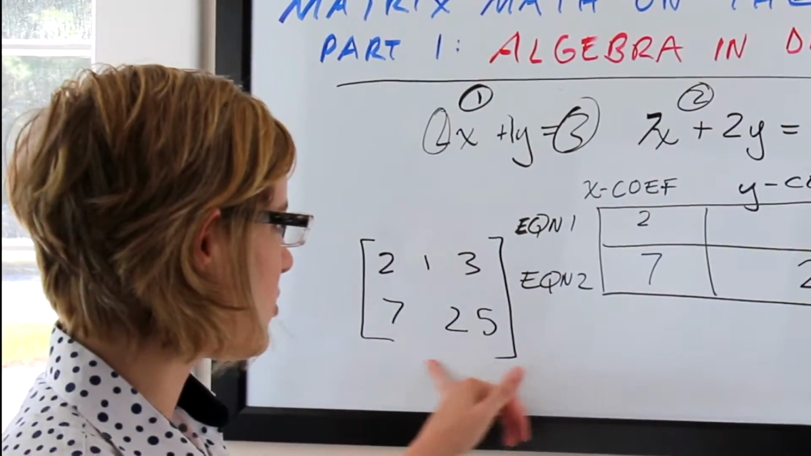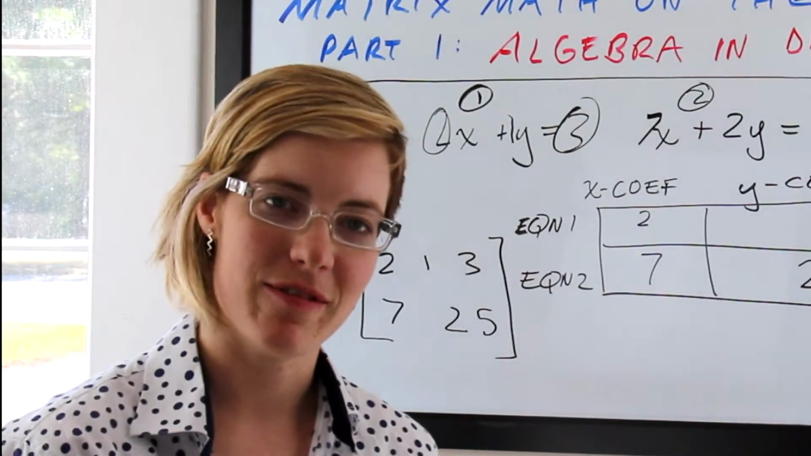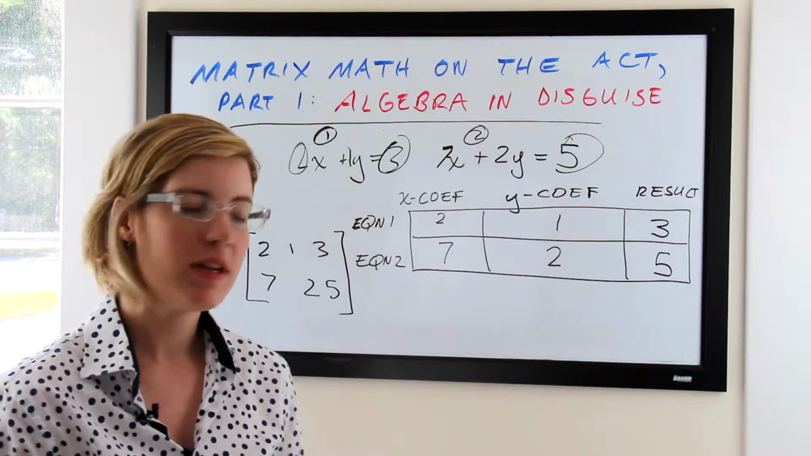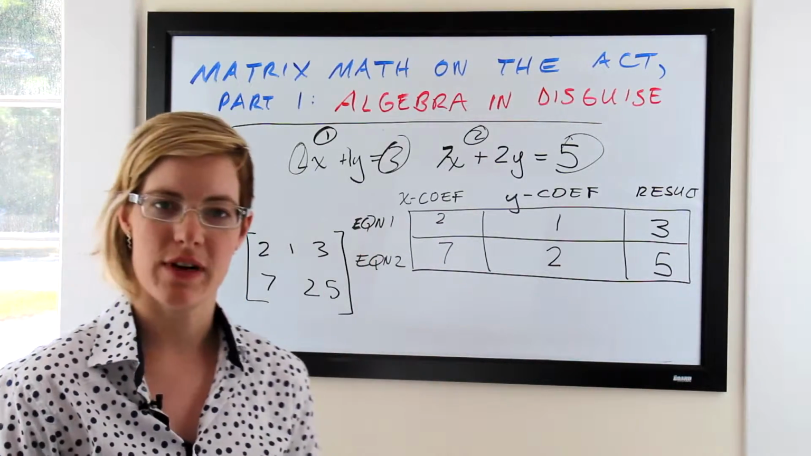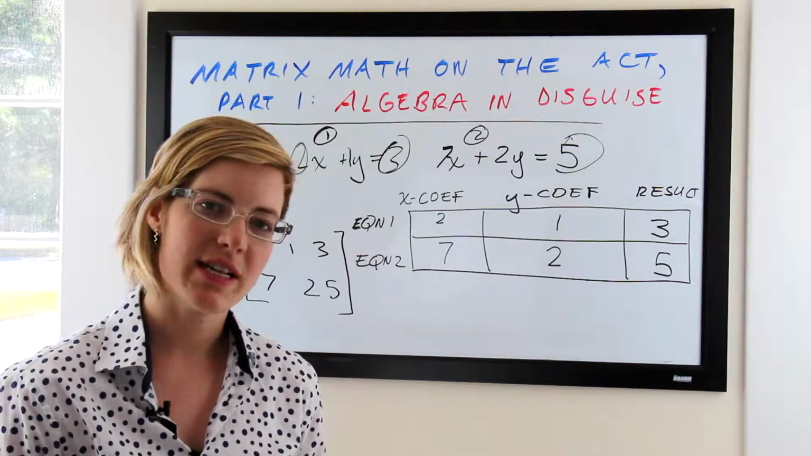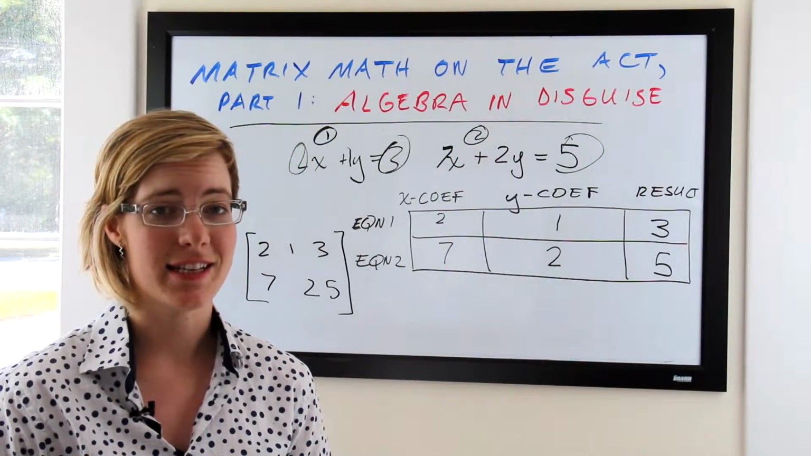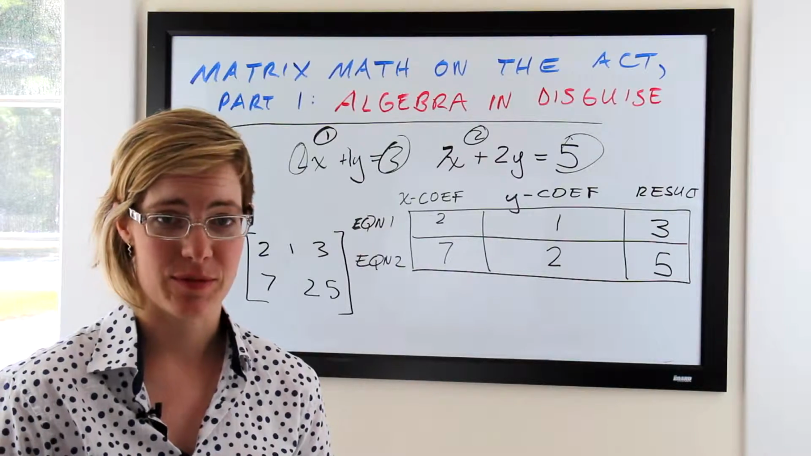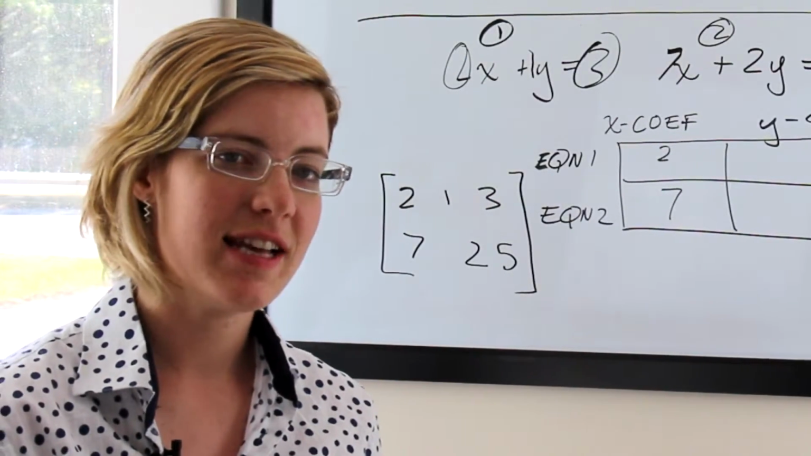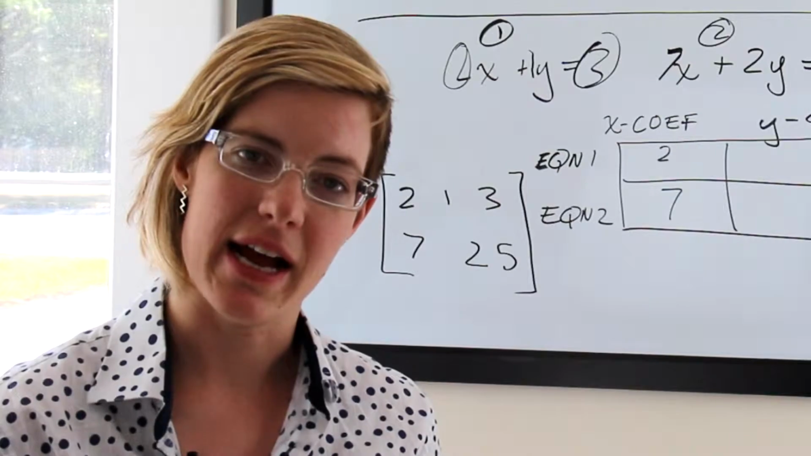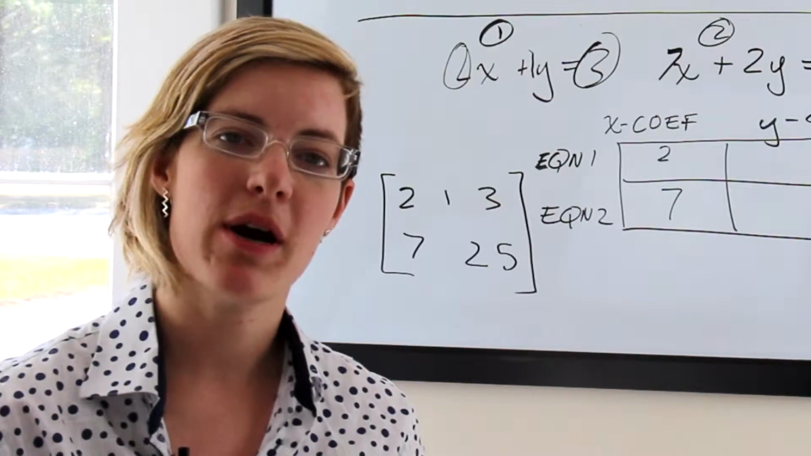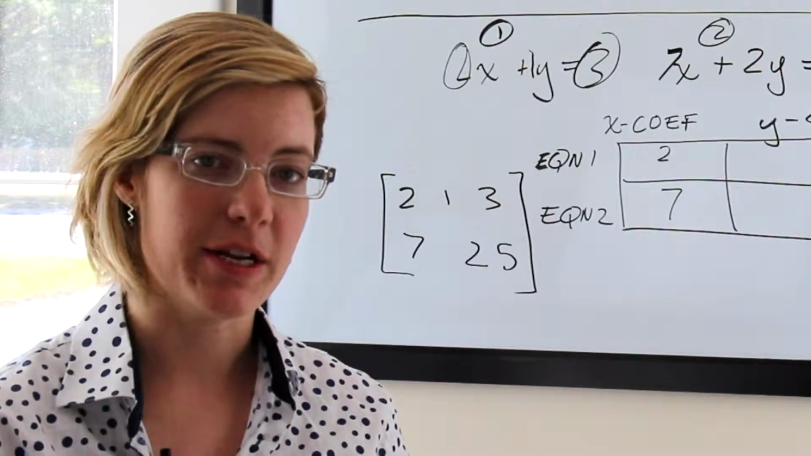Now that you have your matrix with your resultants and your coefficients, you could solve for one of the variables or both variables, but we're not going to do that today. That's outside of the scope of this video, and it's outside of the scope of the ACT. You don't have to worry about that section. What we are going to learn today is how to add and multiply, and we're going to learn a little bit about comparing elements in a matrix.